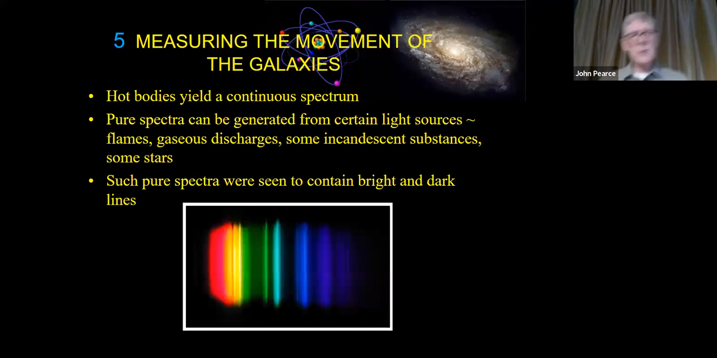This is the sort of typical view that you get from a spectrum. You get these things coming from hot bodies. So the sun gives a spectrum. The filaments in the lights that are illuminating the stage give a spectrum. And if you get these pure spectra, you see dark and bright lines in them.